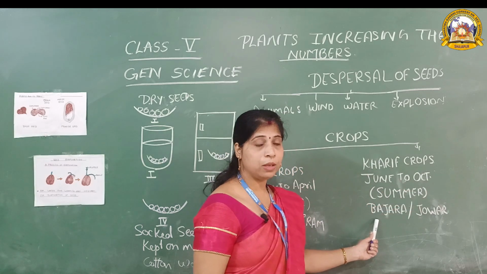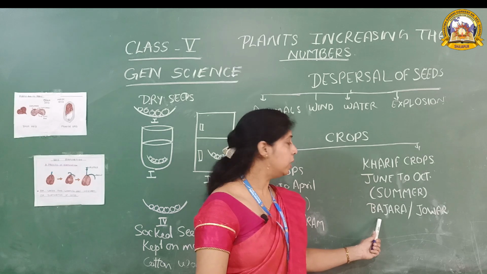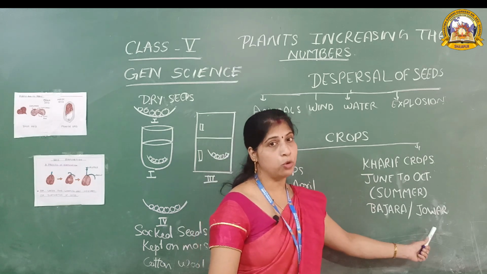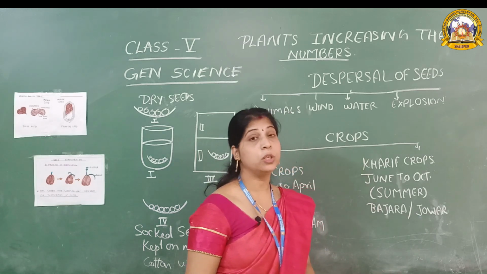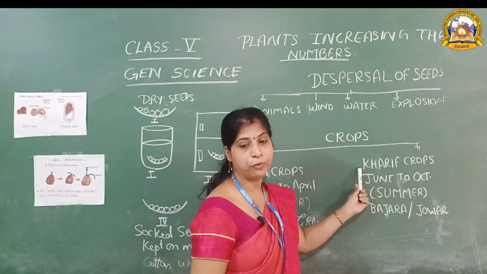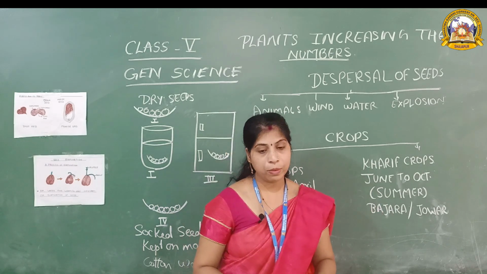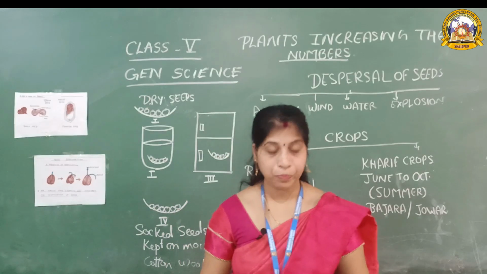What is the example? Anybody know the example? Yes, Bajra and Jowar. Bajra and Jowar are the two examples of Kharif crops. Clear, everybody? I hope you understood this one.